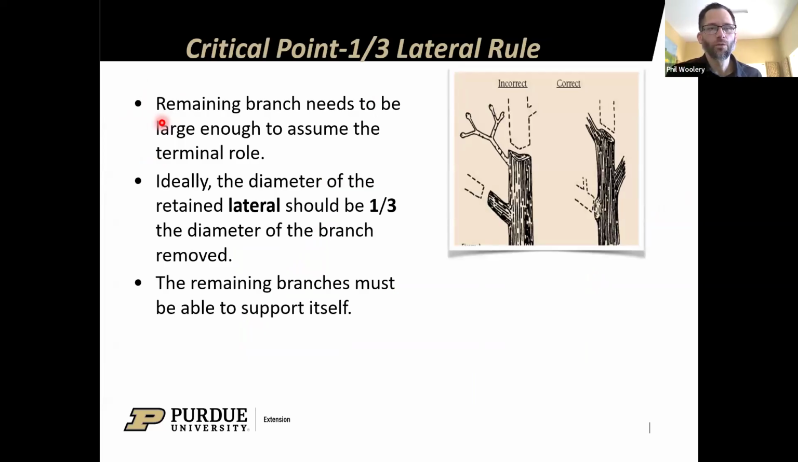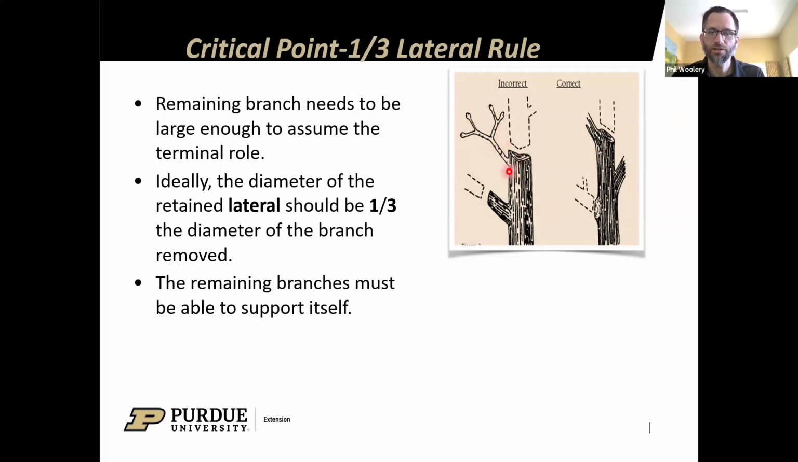All right, so when we're doing reduction cuts, we're cutting back to a smaller branch, but we need to make sure that smaller branch is adequate to take over the role of being the terminal of the branch. This lateral branch would need to be at least 1/3 the diameter of the branch it's coming off of. It's got to be 1/3 of that size, the diameter. If it's too small, we've got this big branch here.